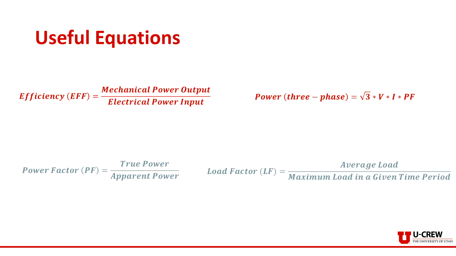Just to help you along with some of the things we've covered, here's a few helpful equations. The efficiency of a piece of equipment is equal to the mechanical power output divided by the electrical power input. This basically measures how effectively that machinery uses the electricity supplied to it. Now that you know about three-phase electricity and power factor, we can make a slight correction to our power equation from earlier. The power draw for a piece of equipment using three-phase electricity is the square root of 3 times the voltage times the current times the power factor.